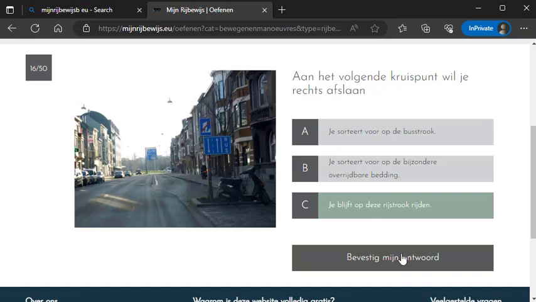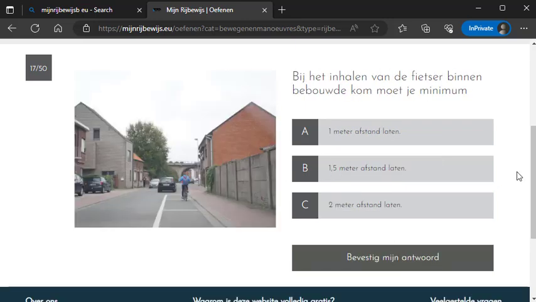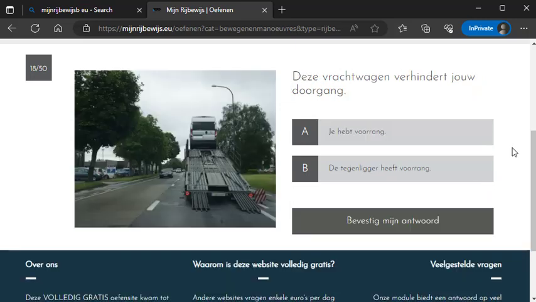So within a built-up area, what's the lateral distance you give when you are overtaking a bicycle? It's 1 meter. This truck in front of you is an obstacle for you. What will you do? Option A is you have priority, you can continue driving. Option B is the car coming from the opposite side has priority. So the correct answer is the car coming from the left has priority.